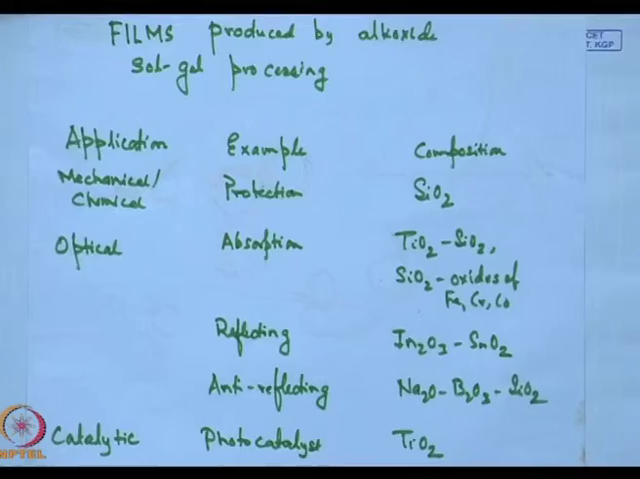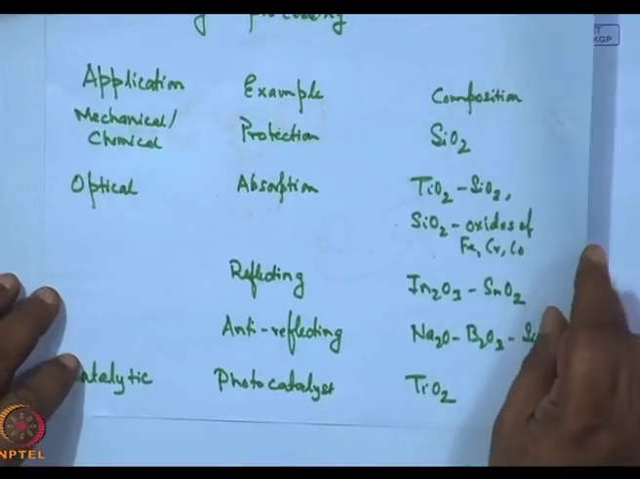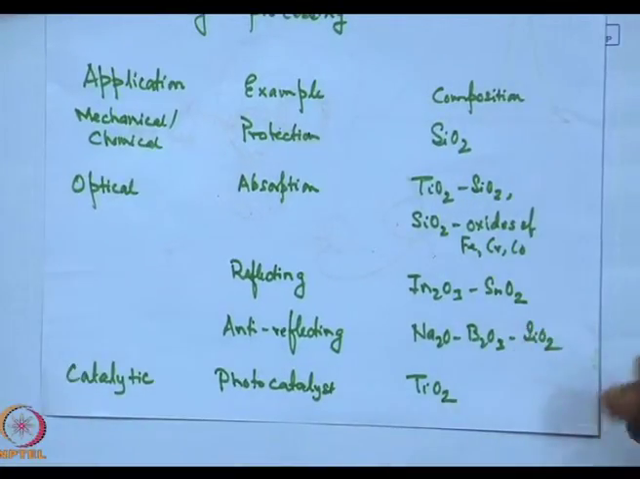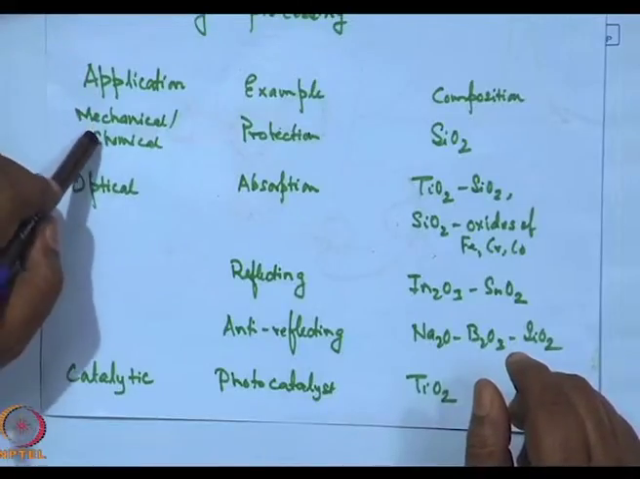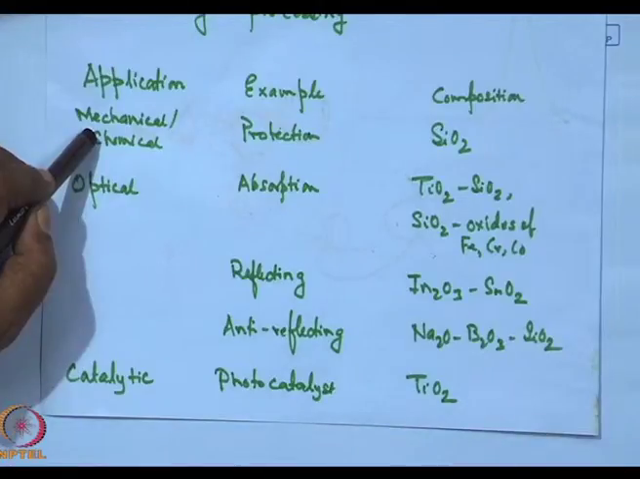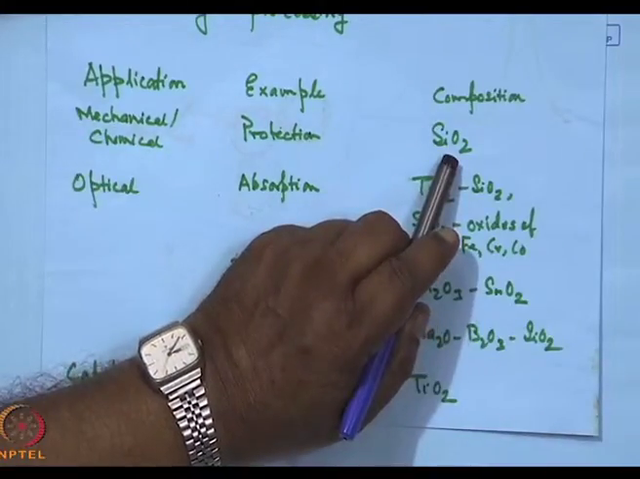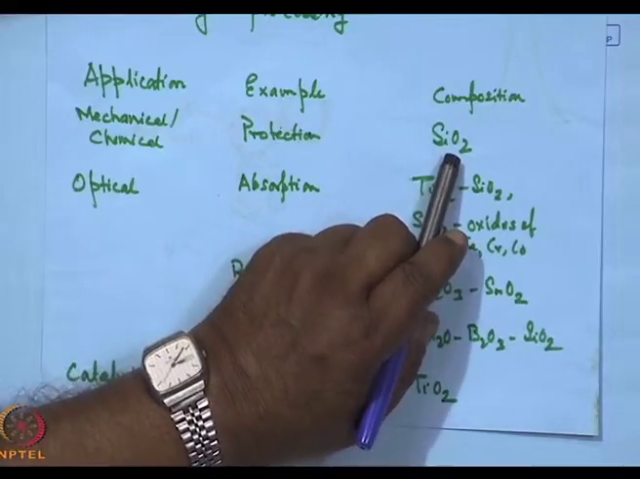Before I go further, in order to give you some idea, what are the different types of films produced by alkoxide or sol gel processing which are available in the market? Mechanical or chemical, as I said, for my spectacles, I need a hard coating on the surface of the plastic fibers. SiO2, tetraethyl orthosilicate. I have talked about it at length.